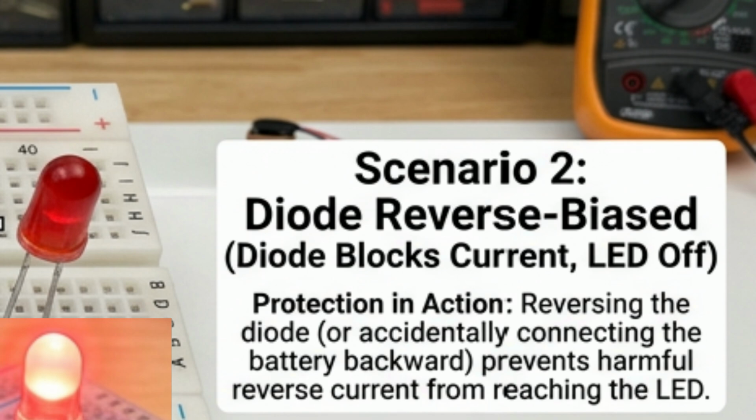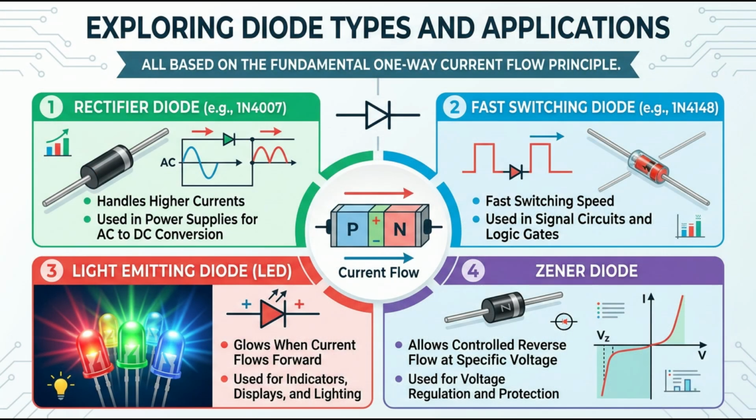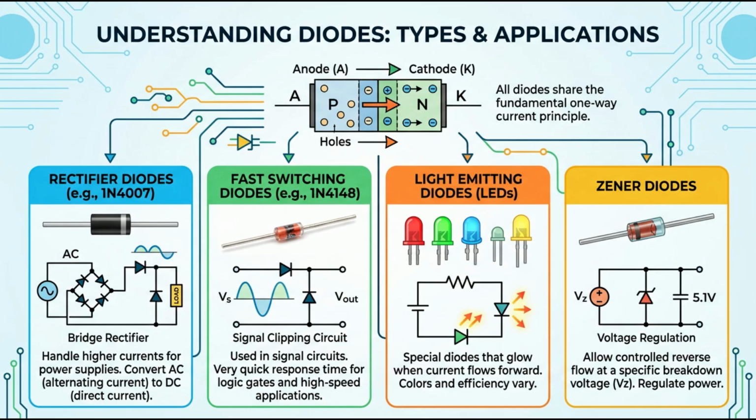Diodes come in many types for different jobs. There are rectifier diodes, like the 1N4007, that handle higher currents for power supplies. There are fast switching diodes, like the 1N4148, used in signal circuits. Light-emitting diodes, or LEDs, are special diodes that glow when current flows forward. Zener diodes even allow controlled reverse flow at a specific voltage to regulate power. Each type builds on that same basic one-way principle.